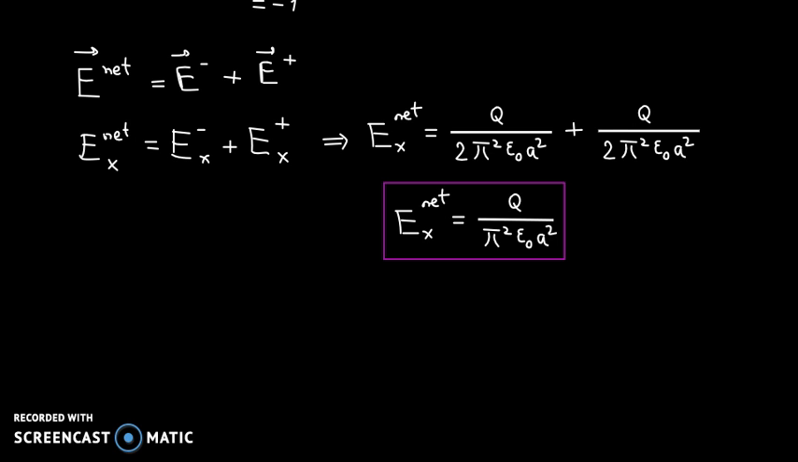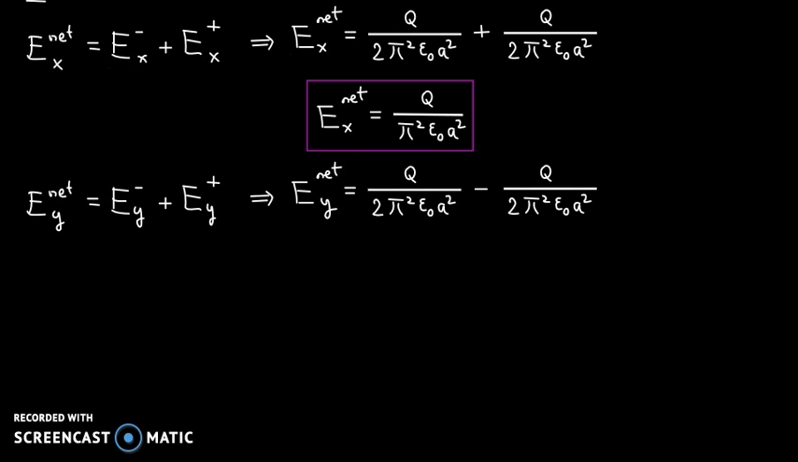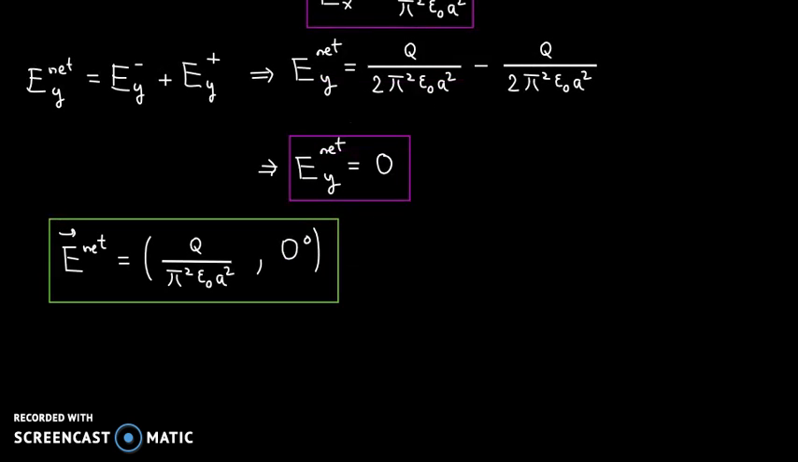Let's find the y component of the net electric field vector. Now we add the y components together. The y components are equal and opposite, so they cancel out. So we get E net y equals 0. So the magnitude of the net electric field is equal to its x component, and its direction points in the positive x direction. Here's our final answer: the net electric field vector presented in terms of its magnitude and direction angle. Its magnitude is equal to capital Q divided by pi squared epsilon 0 a squared, and its direction angle is 0 degrees, meaning the vector is pointing in the positive x direction.